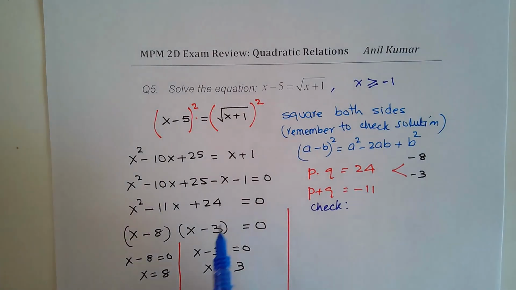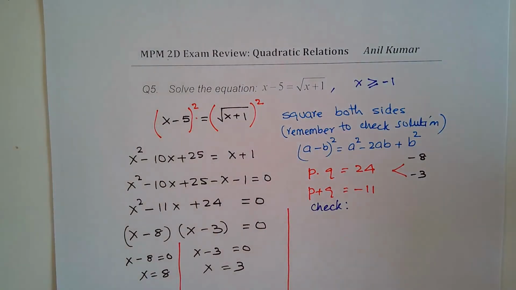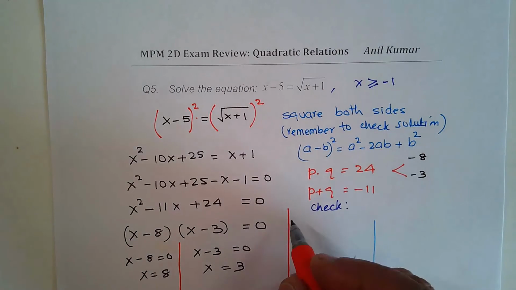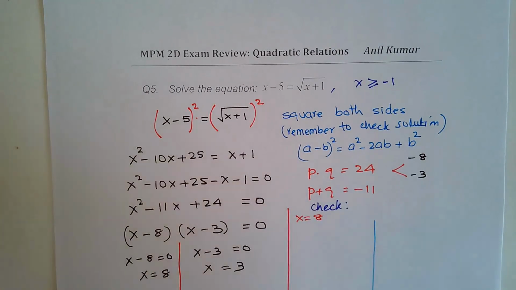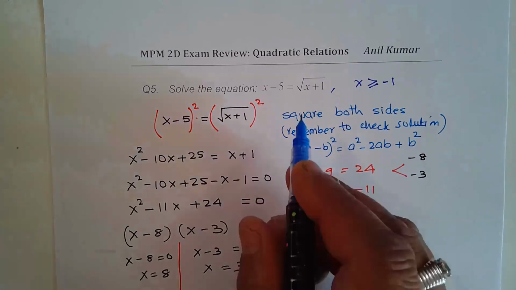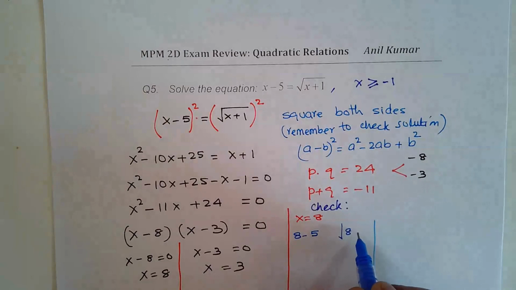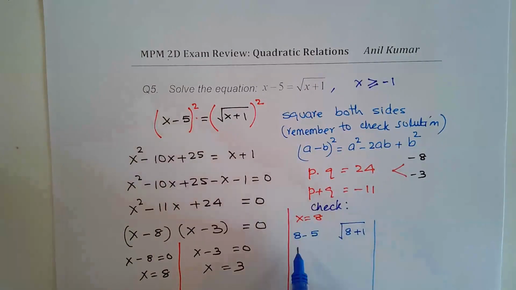So basically we're trying to figure out if the left side is equal to the right side or not. So we'll try for x equals 8 first. If I write x equals 8 here, I get 8 minus 5, and on this side I get square root of 8 plus 1. Now 8 minus 5 is 3. Square root of 8 plus 1 is square root of 9, which is 3, and we know both are equal, so it works. So this is correct. So this solution will work.